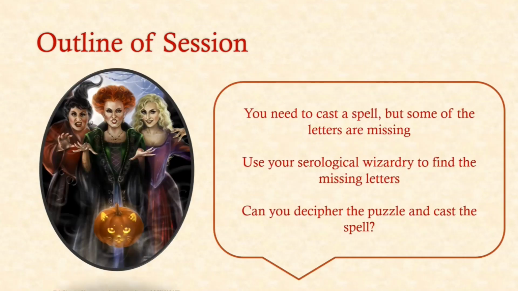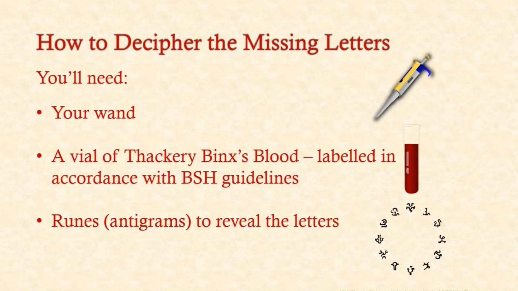So the outline of today's session: we're going to cast a spell as a group, but some of the letters are missing, so we need to find out what they are. You're going to have to use your serological wizardry to find the missing letters, decipher the puzzle, fill in the missing pieces, and then cast a spell. I hope you're as excited as I am about this.